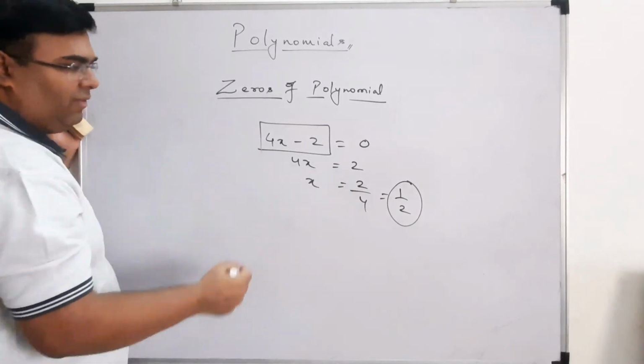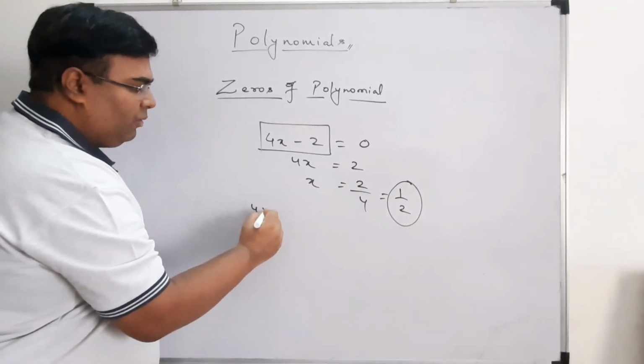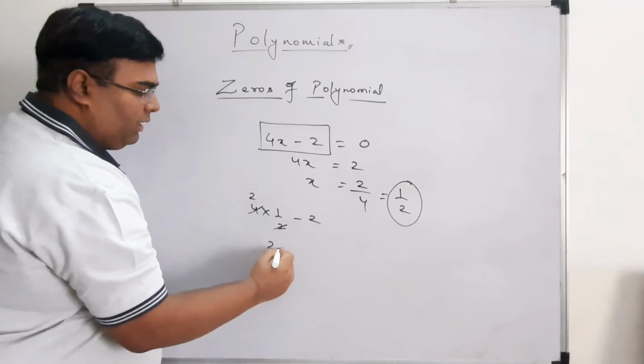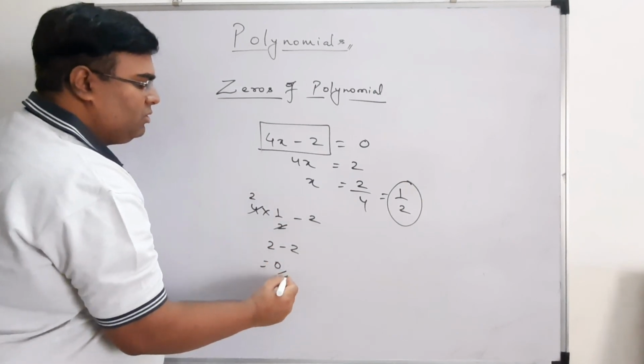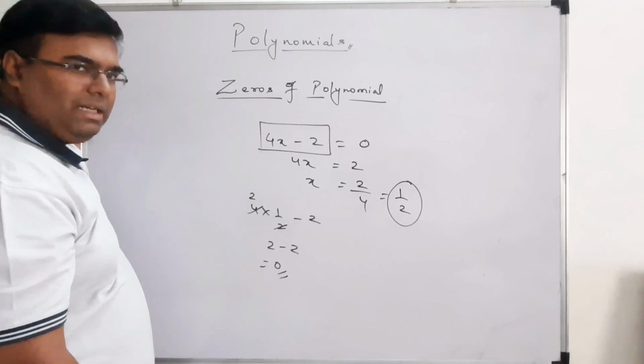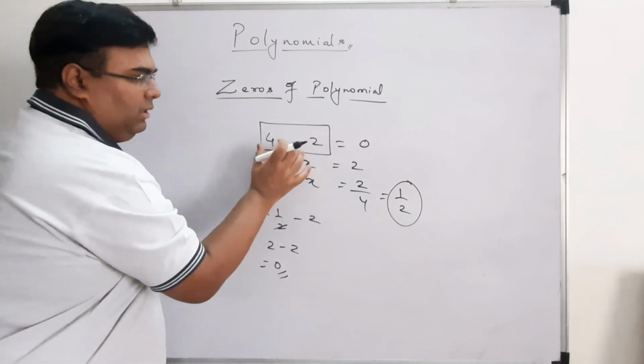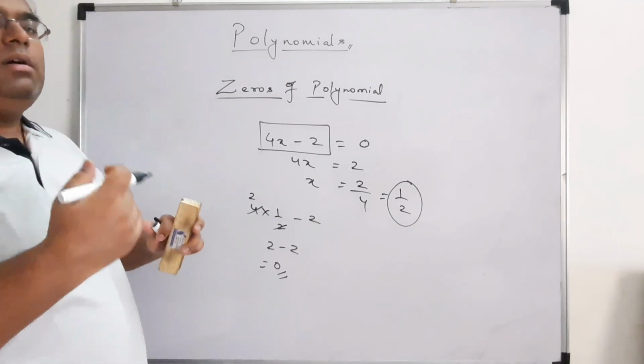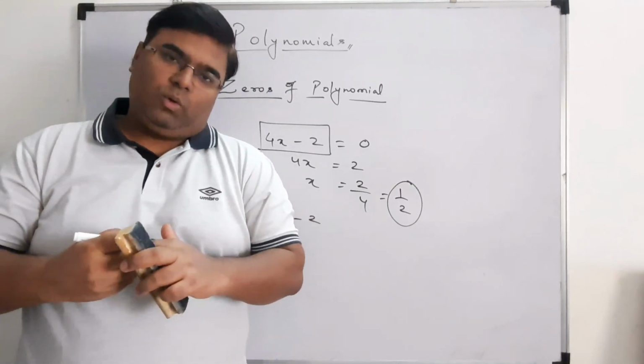If you put the value 1 by 2 here, 4 multiplied by 1 by 2 minus 2, you will get 0. Right? So you just need to put the whole polynomial equals to 0 to get the zeros of a polynomial. Right?